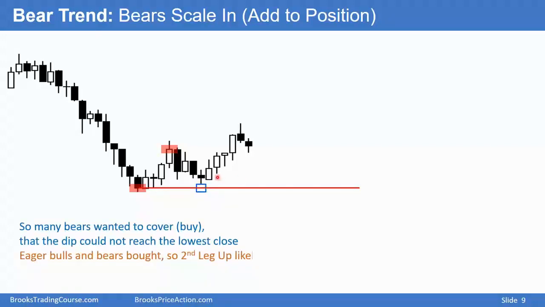So many bears wanted to buy here that the market could not get there. The bears started placing limit orders just a little bit above the line just in case we did not get there. Eager buyers, and the same with the bulls. Bulls doing the same thing, thinking that there'll be buyers here, strong enough rally so that probably buyers here. We have an undershoot. The market did not quite reach the line.